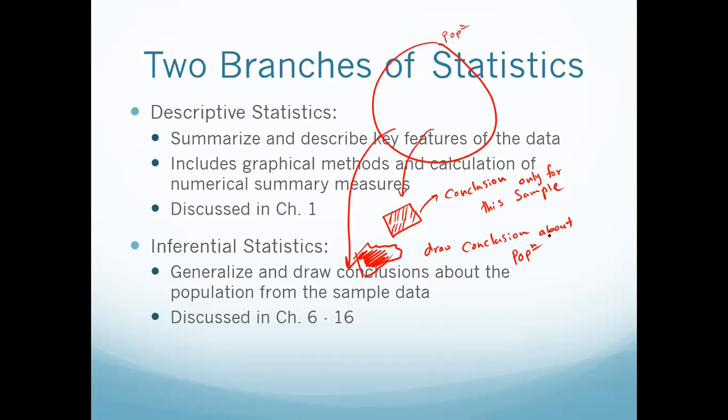More details we will discuss, especially in this chapter. We are focusing on the first one, descriptive statistics. But chapter, if I remember, yeah, 6, not 16. Chapter 6, we are talking about inferential statistics. Okay.